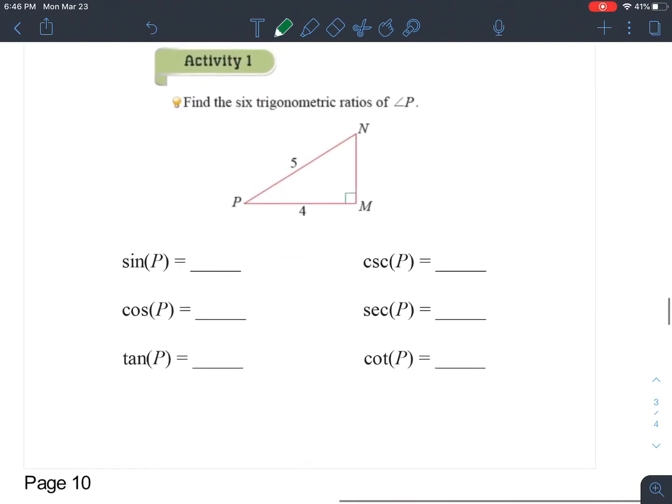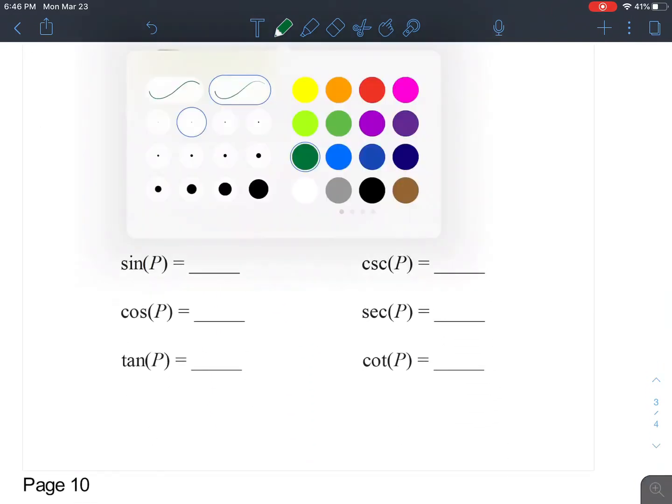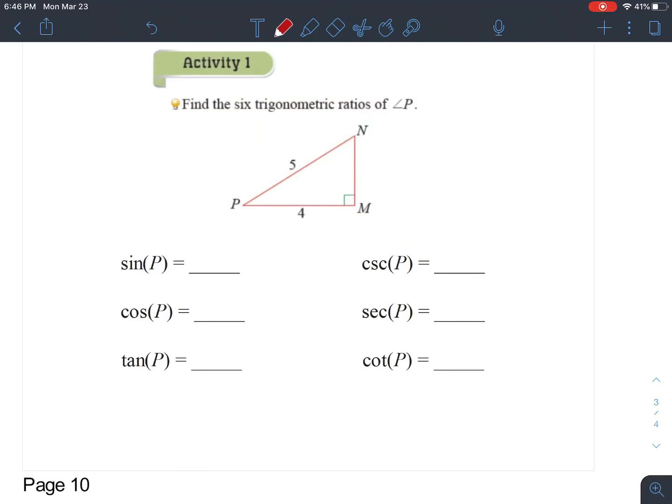Okay, so one more, just a little extra practice then. So again, try this on your own, pause the video, and then when you are done, you can check your work with my answers.